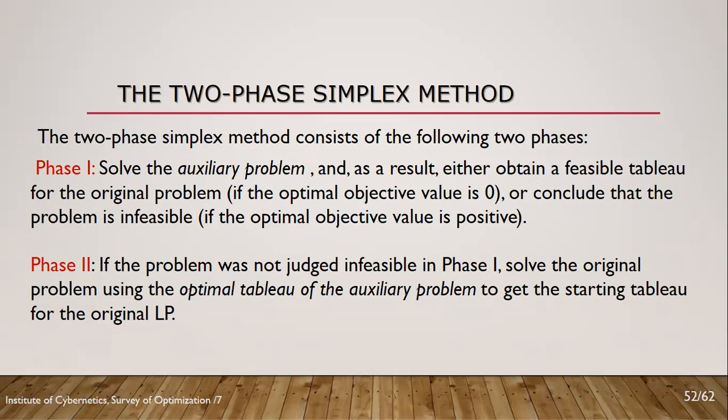Now, more detail about what we will do at the phases. At phase 1, we solve the auxiliary problem, and as a result, either obtain a feasible tableau for the original problem with the optimal objective value 0, or conclude that the problem is infeasible if the optimal objective value is positive. At phase 2, if the problem was not judged infeasible in phase 1, we solve the original problem using the optimal tableau of the auxiliary problem as the starting tableau for the original LP. So now let's perform it.